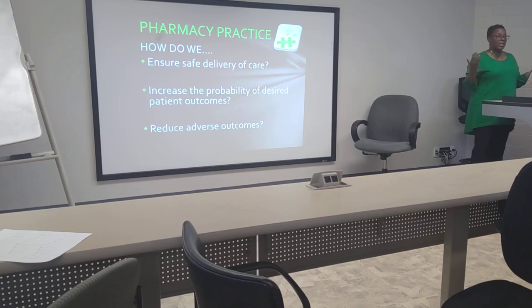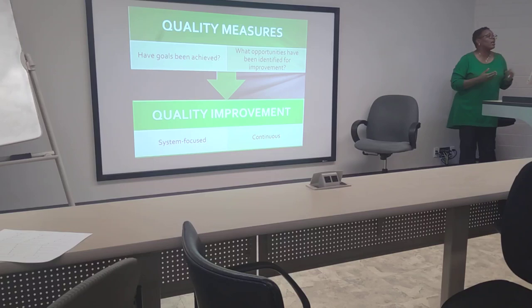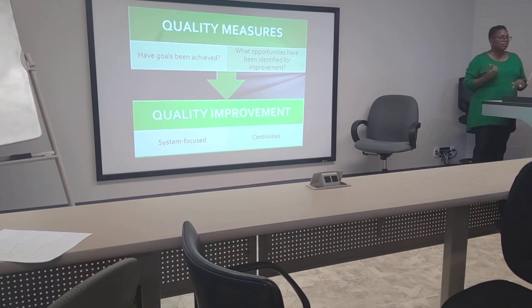So we must look at quality measures in order to do all of these things. Asking ourselves, have our goals been achieved? What opportunities have been identified that we need to improve on? And if we know what those goals or opportunities are, then we move to our quality improvement. So if we're not achieving our goals, we must consider quality improvement strategies, which should be system focused and continuous. That's going to be very important.